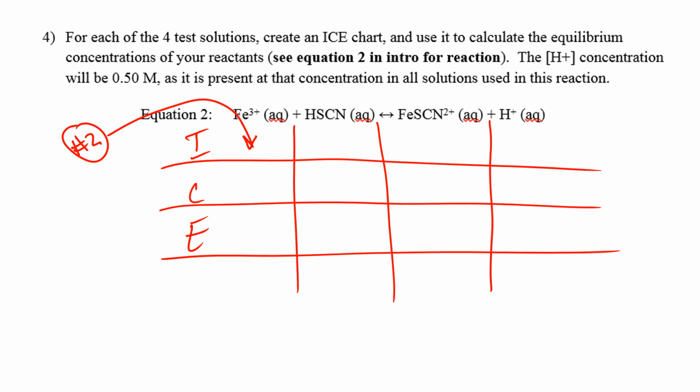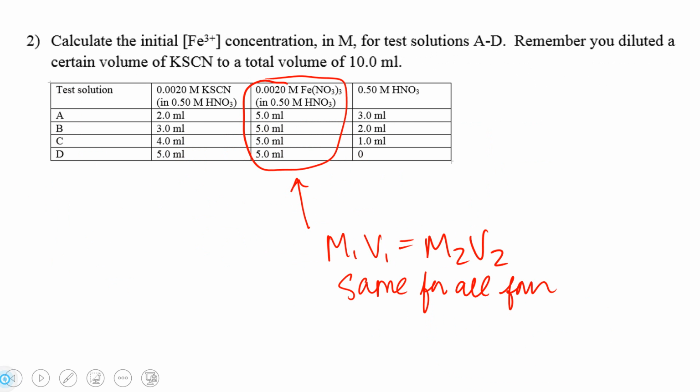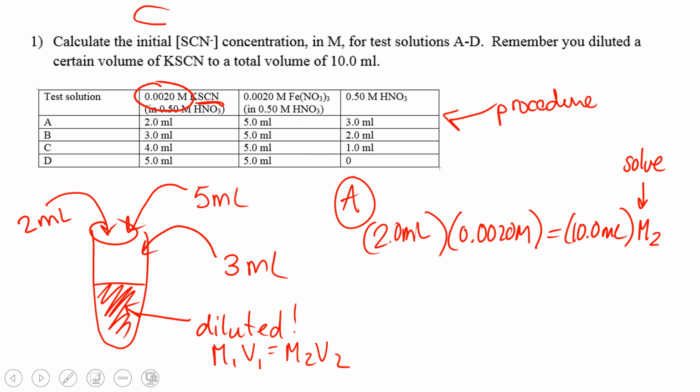Okay, you also know the initial concentration of HSCN. Let's flip back to that. You found that in problem number 1. And that might seem confusing. You might be saying, well, but I found KSCN, and that's not the same thing.